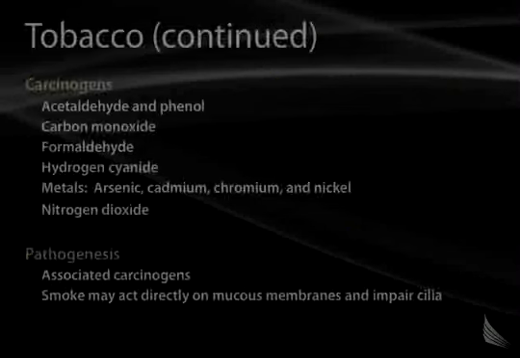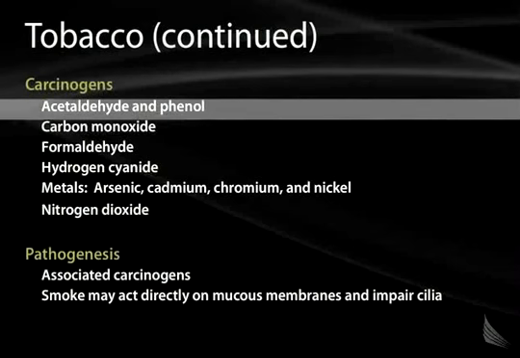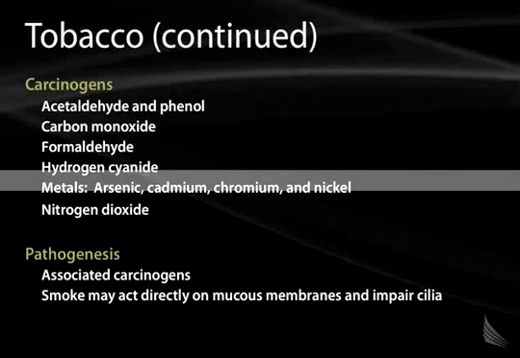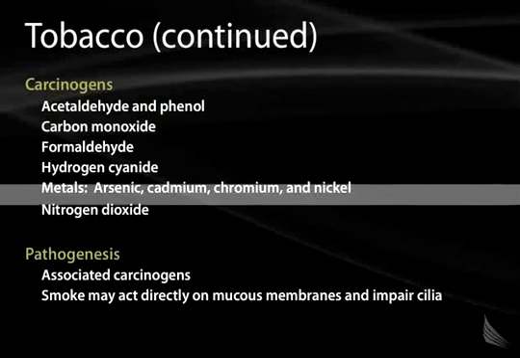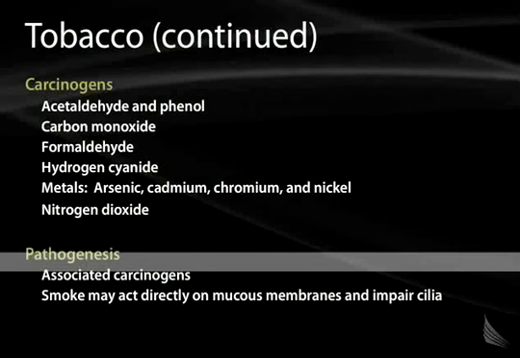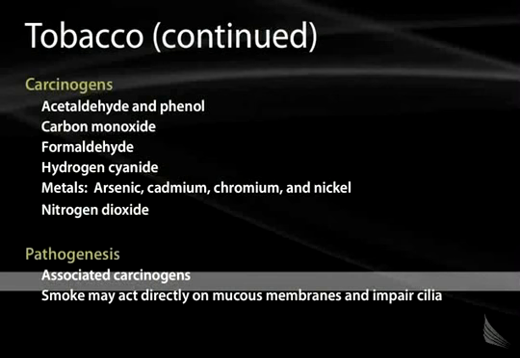this drug. There are various carcinogens that are released when you light up, including acetaldehyde and phenol, carbon monoxide, formaldehyde, hydrogen cyanide, and numerous metals, including arsenic, cadmium, chromium, and nickel. Nitrogen dioxide is also a potential carcinogenic agent that's released. Pathogenesis is associated with the various carcinogens and their different effects on different cellular systems. Smoke may also have a direct effect on mucous membranes, impairing the work of cilia in keeping carcinogens and other noxious agents out of the lungs.